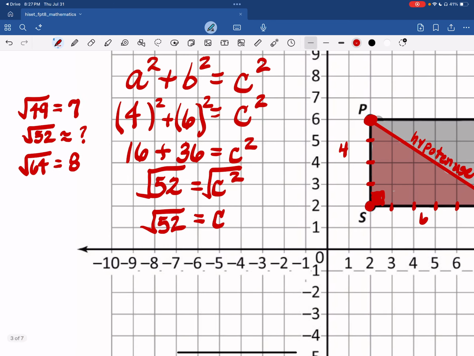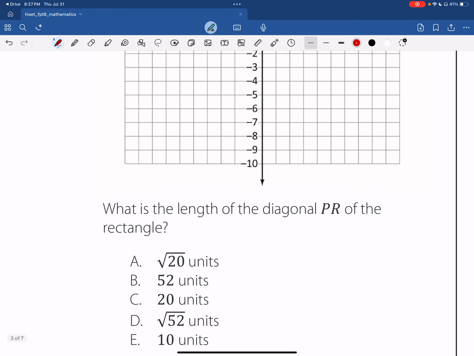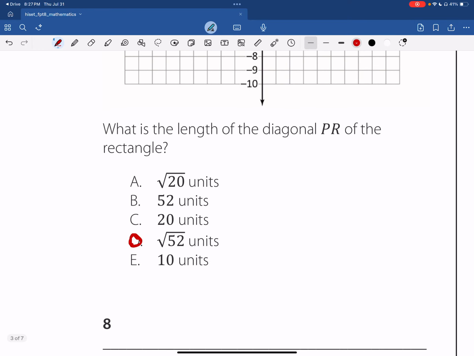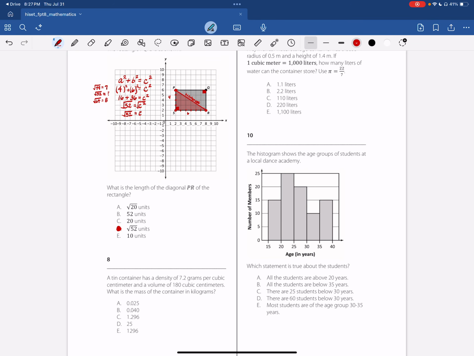But we're ready to choose an answer for this one. It's going to be D, as in delta. It's the square root of 52. Whatever that is, that would be the length of that diagonal. D, as in delta.